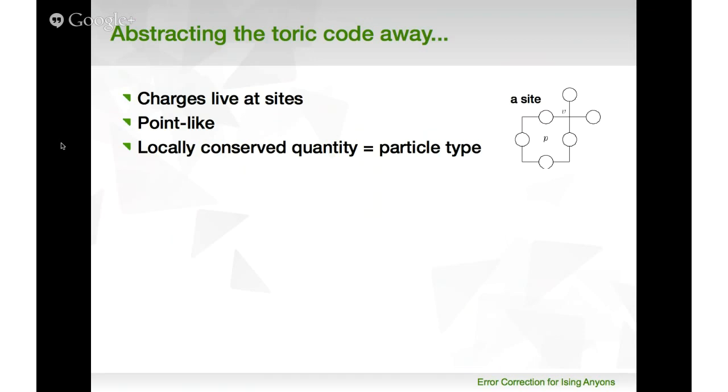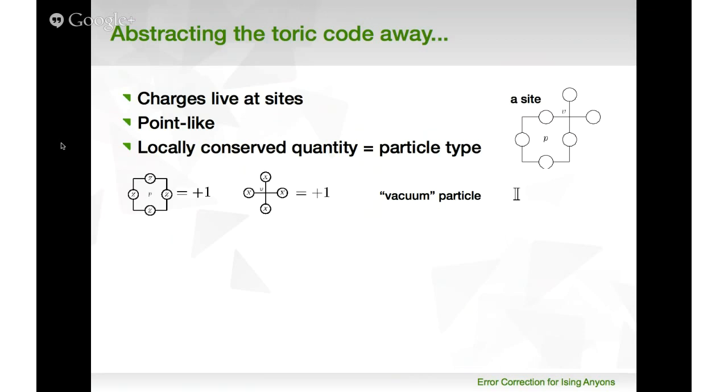I'm defining these things to be point-like, and if you zoom out, these things look very point-like. And these are, in some sense, a locally conserved quantity. Let's imagine we're in a stabilizer eigenstate, and I can look locally at each of these sites, and each of these quantum numbers is now well-defined. Because the toric code is a stabilizer code and all of these stabilizers commute, I can ask, if I'm in an eigenstate, what value do these local stabilizer operators have?